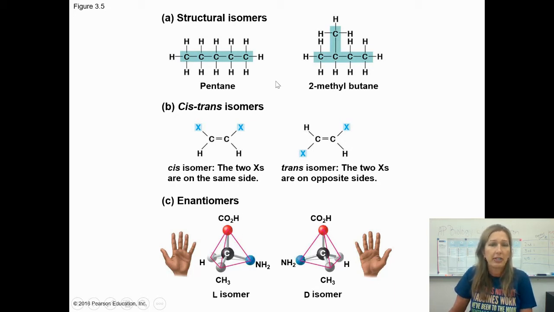Those would be your different types of isomers, which all have the same chemical formula, but the arrangement is different, with different chemical properties. And remember that even with molecules, form fits function.